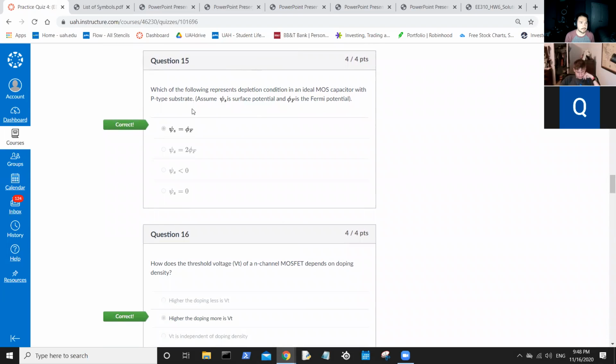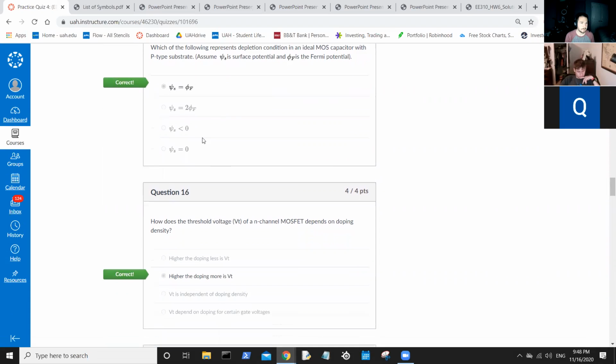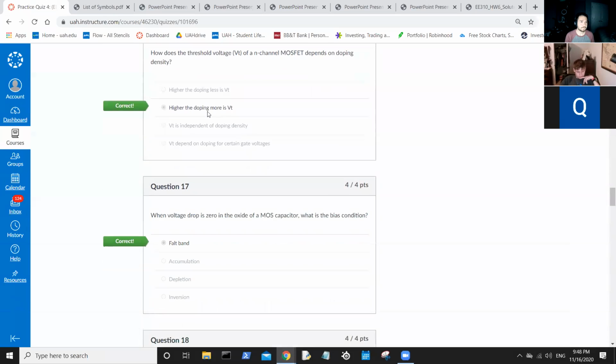Then you look at this. So the condition here is depletion. Depletion condition is another one of those things where you just got to look at it and be able to remember, and it's just this. It's going to be equal exactly to the Fermi potential. I think this is inversion. This is flat band. And this might be accumulation. I'm not sure. Maybe. Probably.